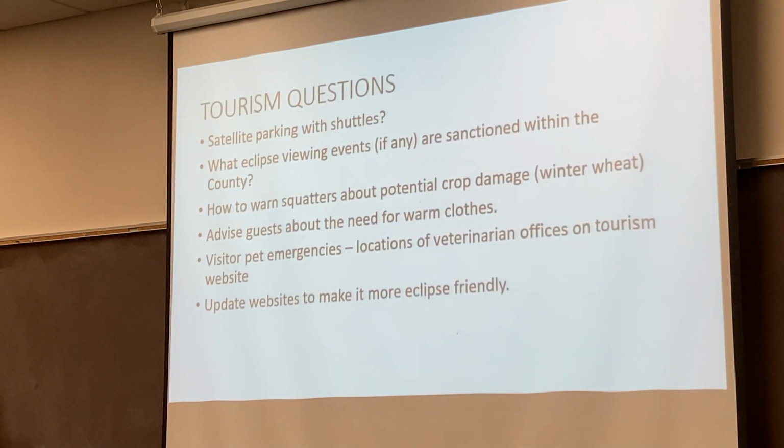Some of the questions I'm trying to answer and get into our county emergency plan are, if we do have these large events, are we going to have some type of shuttling service with the county cart system, if that's available? That's a possibility. I'm trying to work with the different bureaus to make sure that our eclipse viewing events are listed. We are a rural farming community, and we don't want the farmers' winter wheat crops to be damaged, so we need to get some messaging out that just because it's an open field doesn't mean it's a free-for-all field. We want to protect our local farmers' infrastructure. Also, advise about warm clothing.